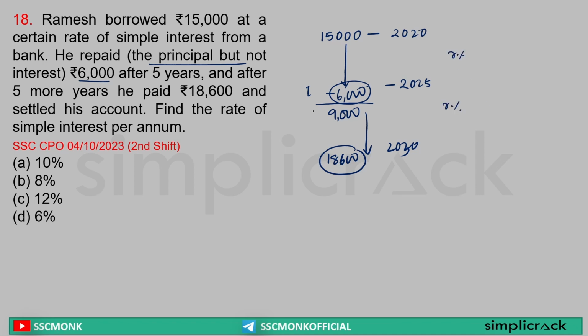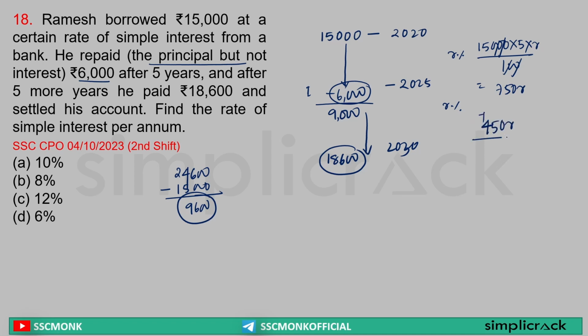That means, sir, if I say the total amount he paid was 24,600. The loan amount was 15,000. So what is the interest he paid? Sir, 9,600. Very basic. Yes. Now let's calculate here. Here, sir, the total interest amount will be 15000 into 5 years into R by 100. 0 0 crossed out, that is equal to 750R. Here, sir, in this case 9,000 into R into 5, that means 45,000 into R by 100, that is equal to 450R.